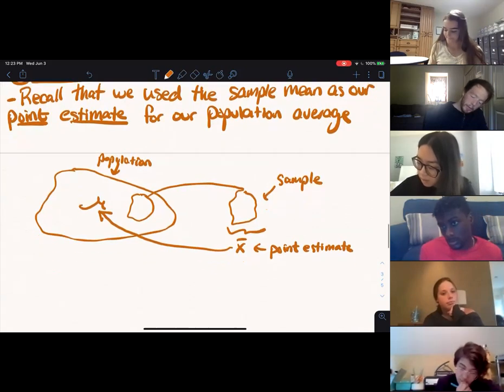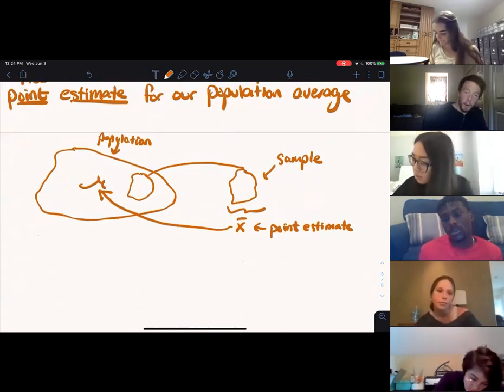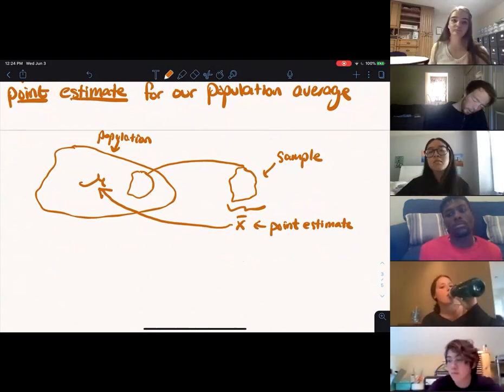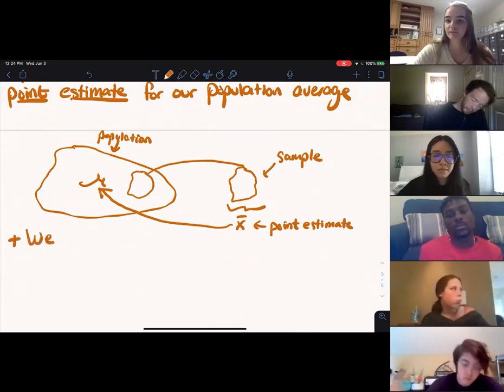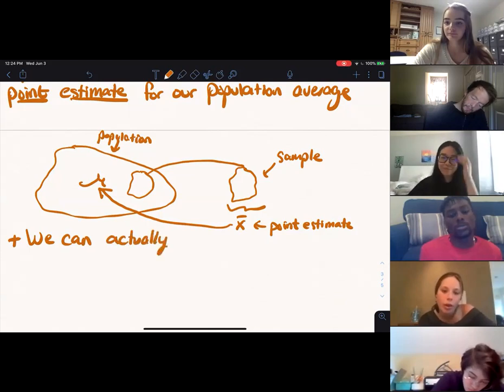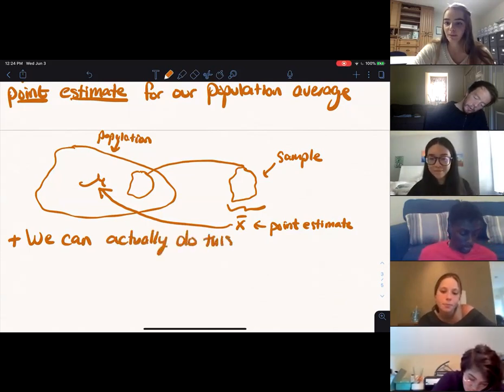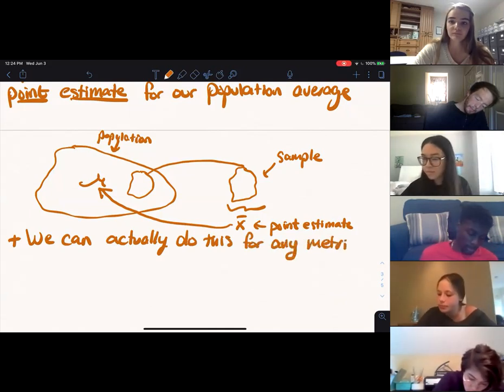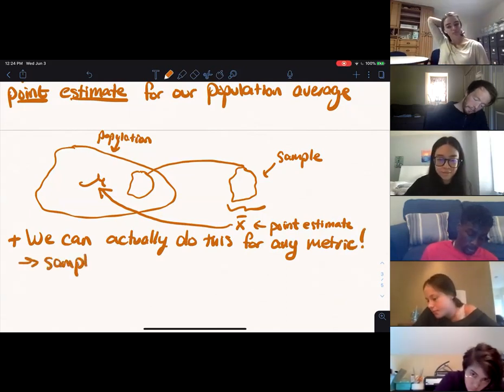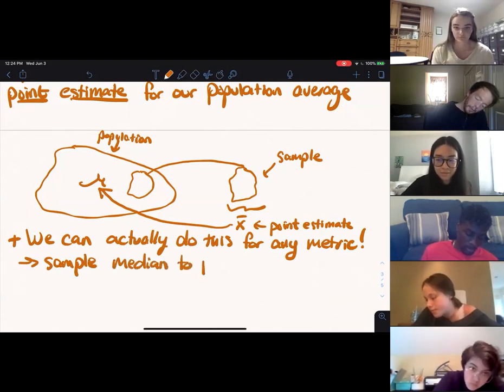Anyway, that was the idea, and we've been using the example of x bar as a point estimate for the true population average. The point I want to make first is that we can actually do this for any metric. We could use the sample median to predict the population median.